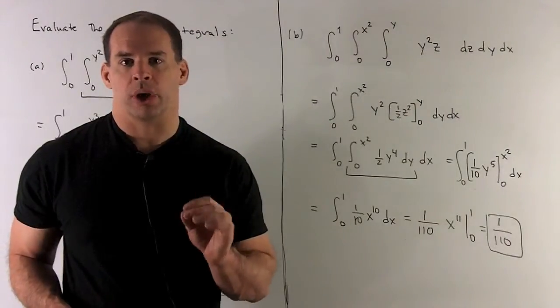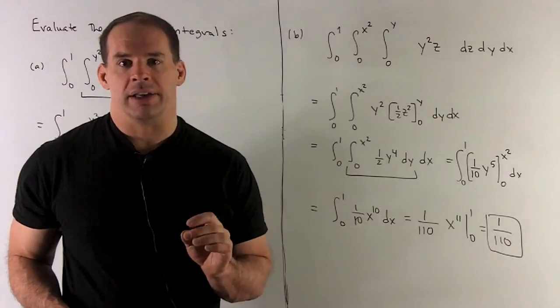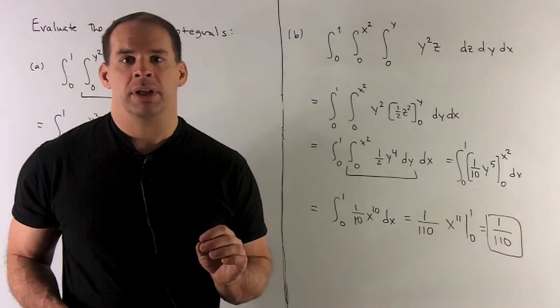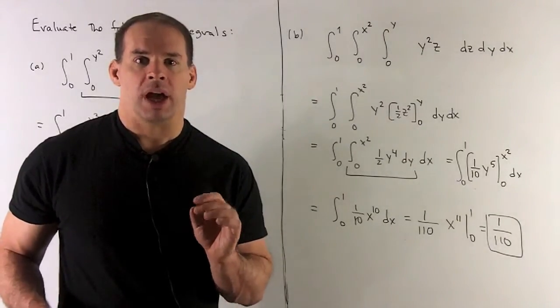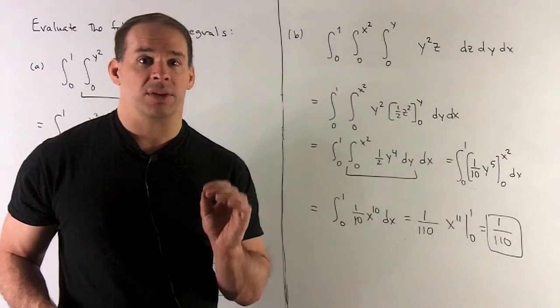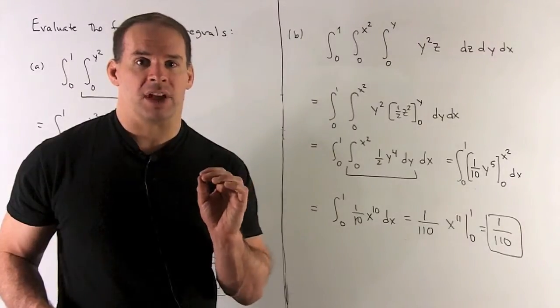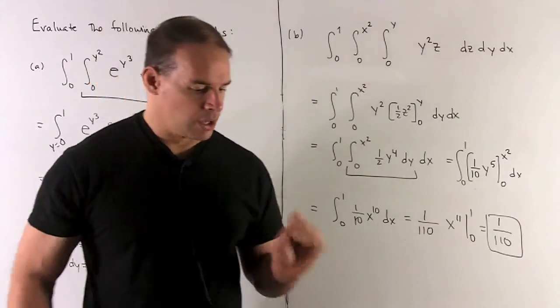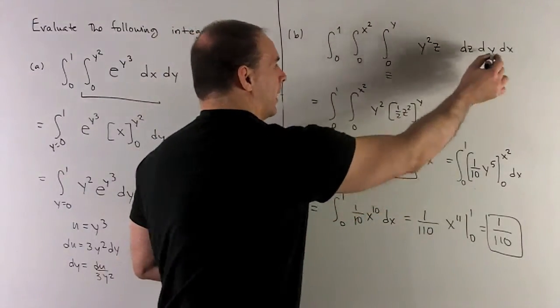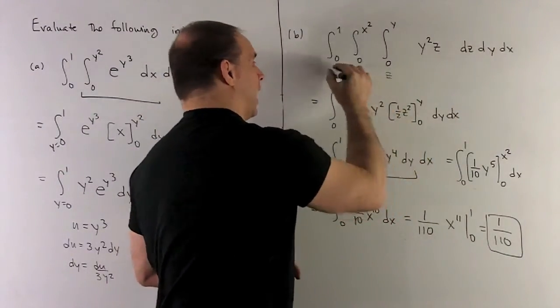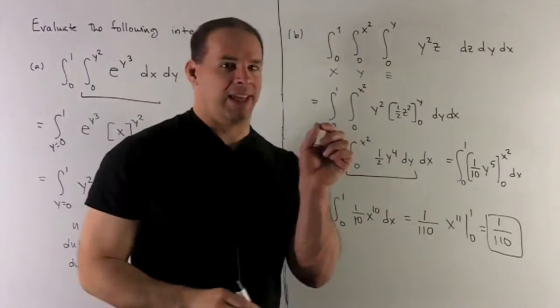Next integral, a triple integral. So our integrand is y squared z. We still need to determine the order of integration. So I just take a look at the order of dx, dy, dz, and that tells me everything we need. So if we take a look, I have z first, then y, then x. So we just work inside out.